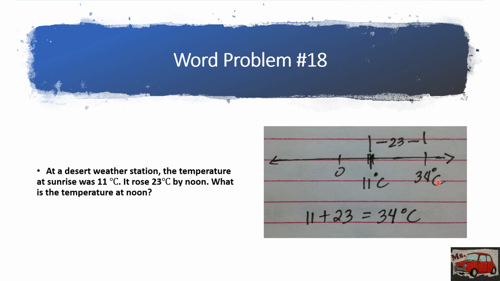Okay? So, if we use the operation, since ang keyword natin is "rose," it rose or tumaas, so the operation is addition, okay? So we have 11 plus 23, the answer is the same, which is 34 degrees Celsius.